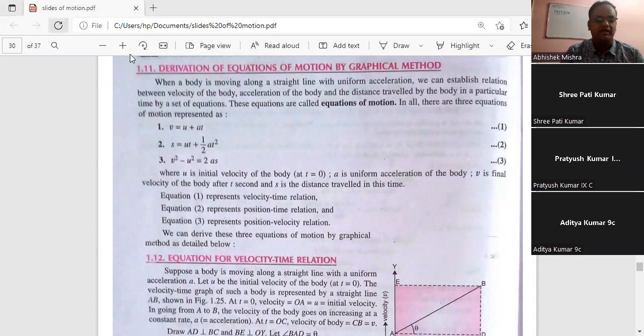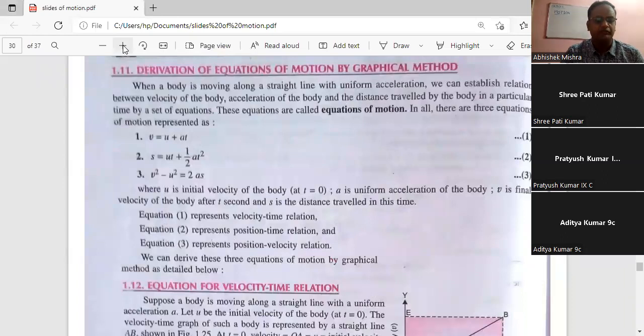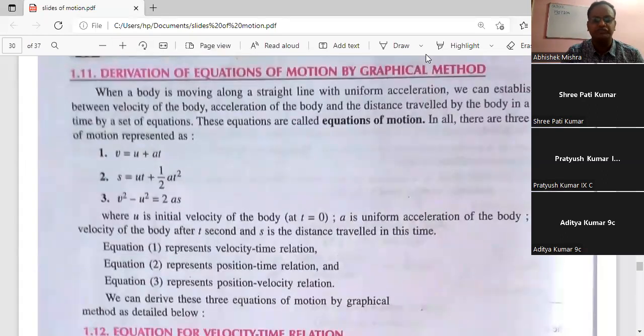You can see on the screen also. There are three equations of motion. First is v = u + at. The second one is s = ut + half at square. And the third one is v square minus u square = 2as.